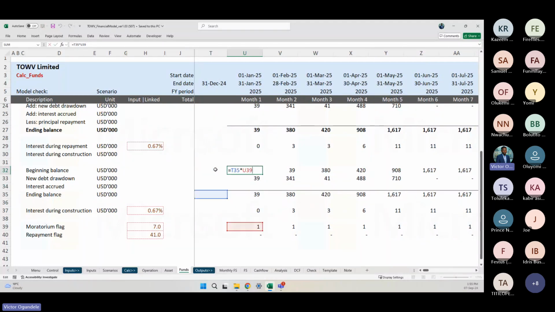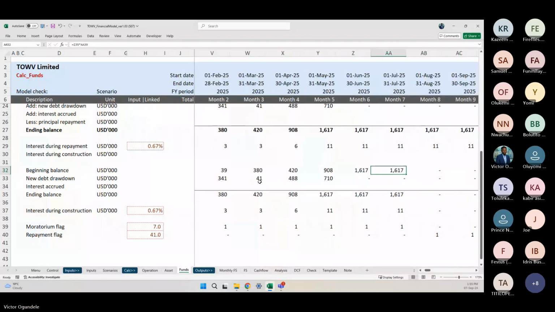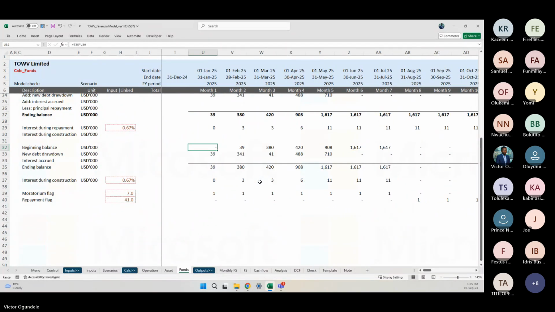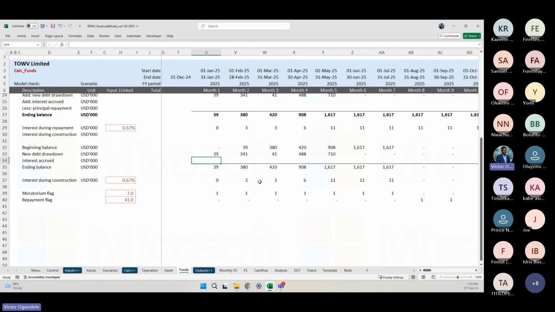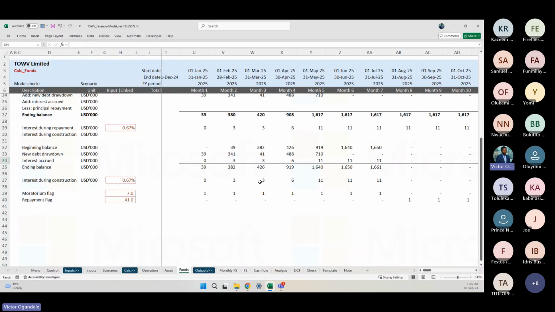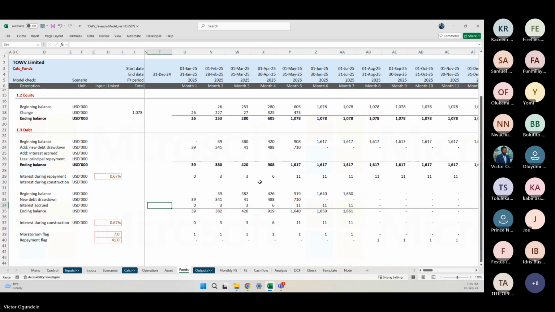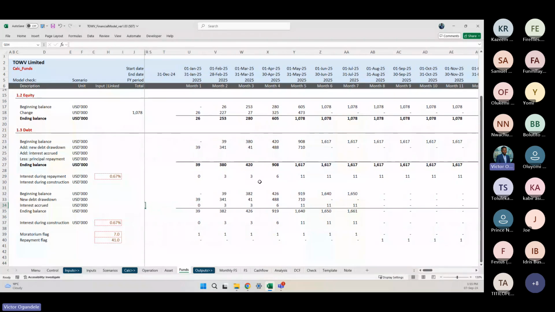So go to your beginning balance. Let's multiply the beginning balance by the moratorium period and copy it across so that everything stops in month 7, right? And also go ahead and link your interest accrued to the interest that you've calculated below. Also copy that across, for you to be sure.